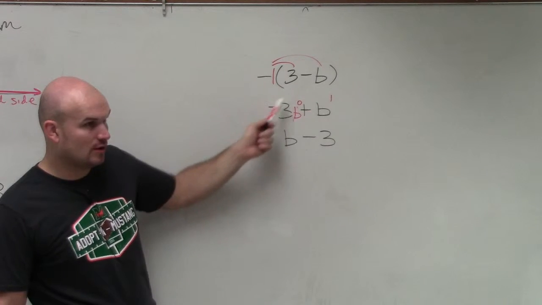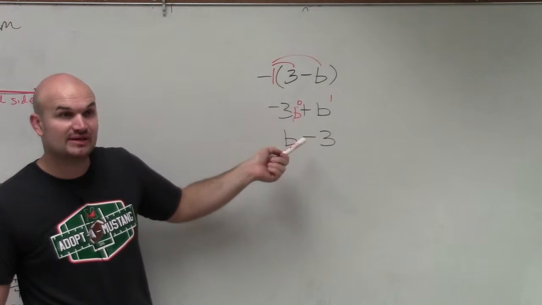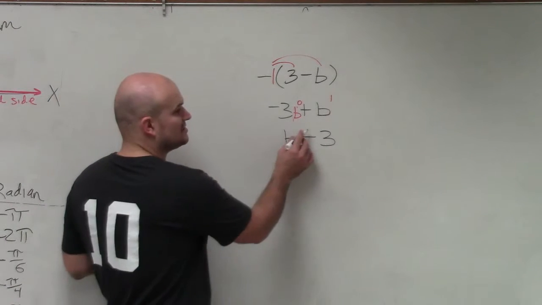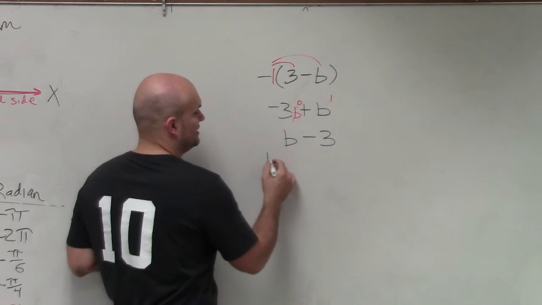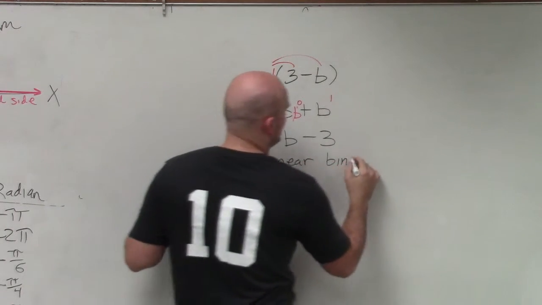Do you guys notice how the 1 is with the b? I'm not going to rewrite it there. But since we know the 1 was with the b, now we can say that the power is, when it's 1, we call that a linear. And then there's 2 terms, so it's a linear binomial.